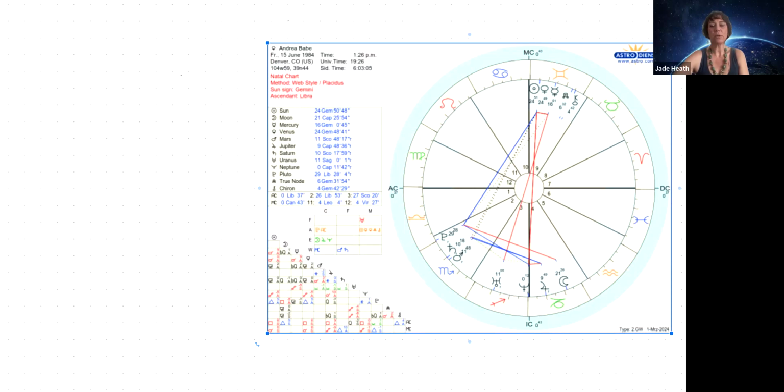Not only is Scorpio associated with sex, because most of us do know that, but it's also associated with birth, death, inheritance, rebirth, transformation, the underworld, secrets.